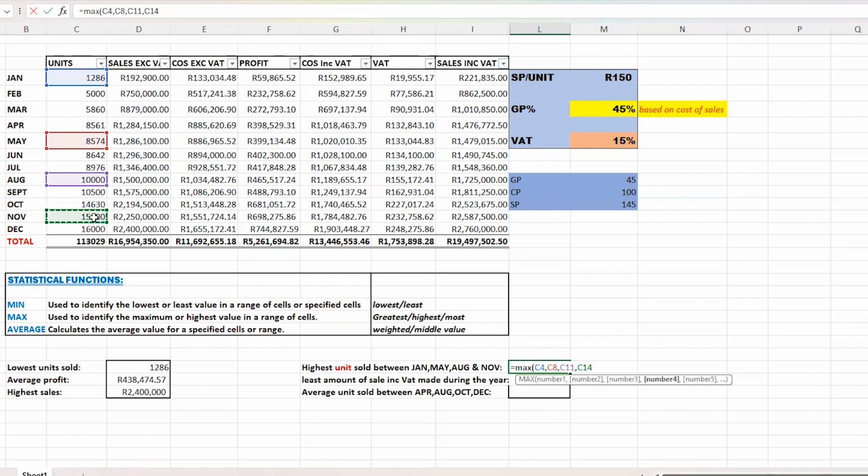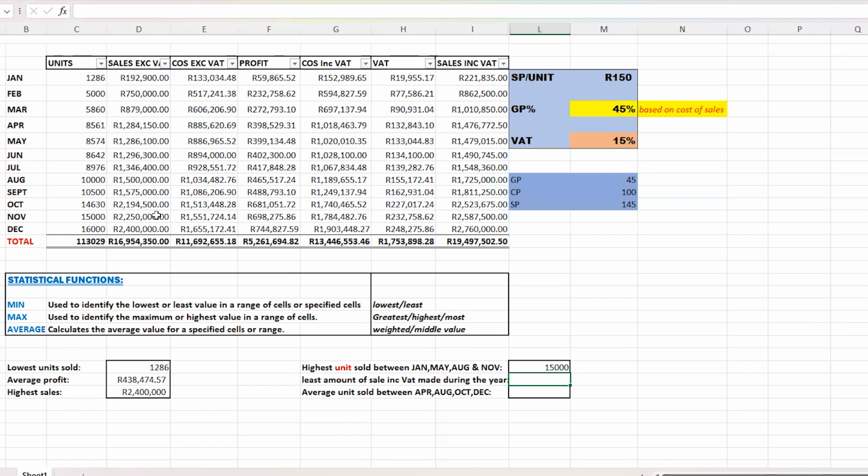From these 4 months, I want the highest units sold between these 4 months. Then I close my bracket and enter. Right, so it's only looking at the 4 months that I've selected. It's not counting any other data that are not within the 4 months. Okay, so it gave me that from there, my highest was 15,000, which is obviously the last month.